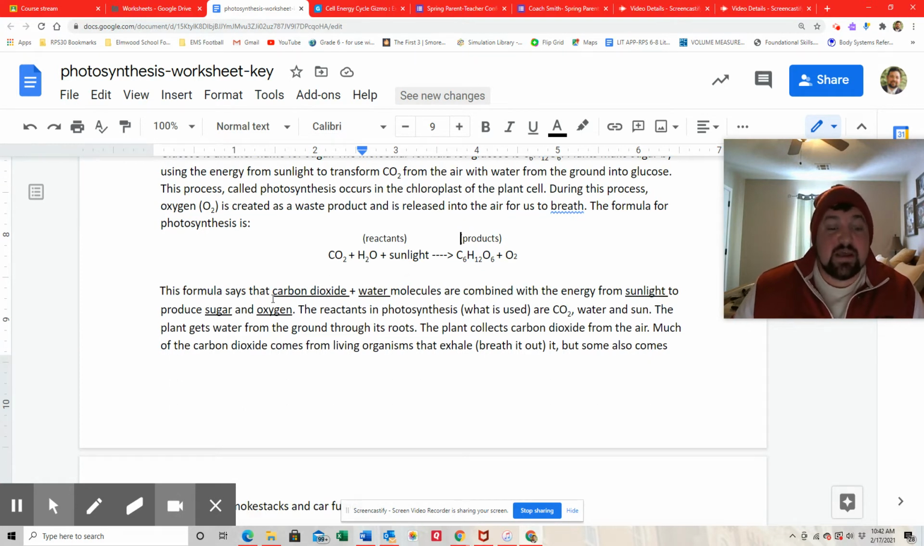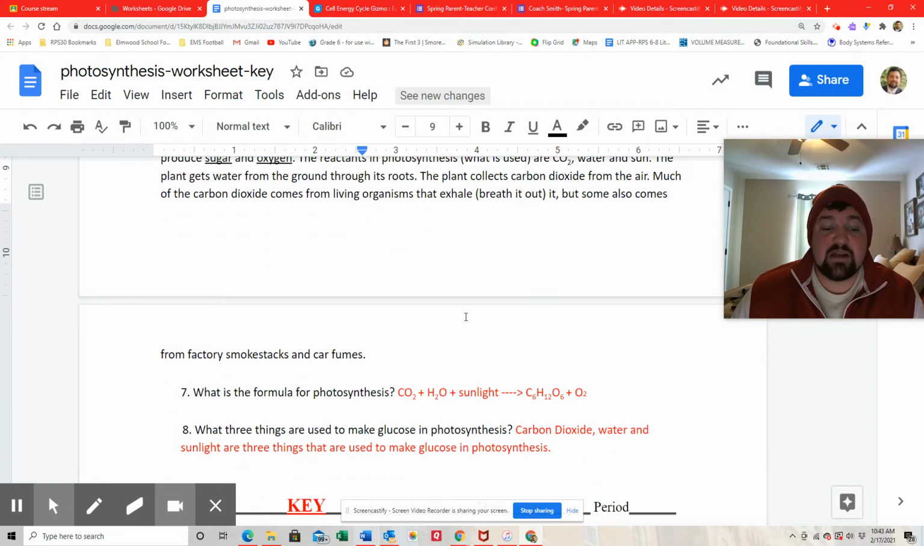This formula says that carbon dioxide plus water molecules are combined with energy from sunlight to produce sugar and oxygen. The reactants in photosynthesis, what is used, are CO2, water, and sun. The plant gets water from the ground through its roots. The plant collects carbon dioxide from the air. Much of the carbon dioxide comes from living organisms that exhale, breathe it out, but some also comes from factory smokestacks and car fumes.